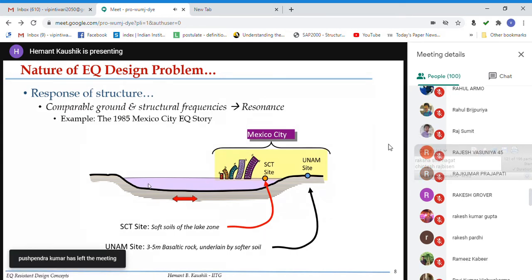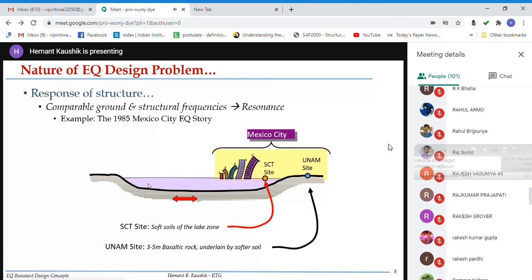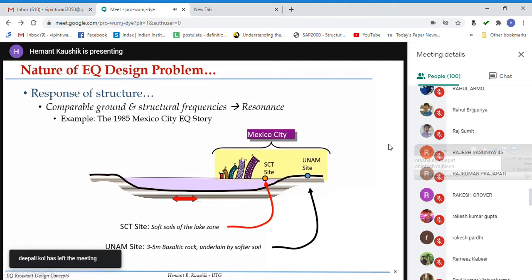depends on where it is located in the same city, and what type of soil is there. So I will give you one example here. There was an earthquake in 1985 in Mexico City. Okay, so this story is very interesting. At that time we had two locations where accelerometers were installed. One is this SCT site, which is the soft soil of the lake zone. So this was a historic lake which was filled up, and then structures were constructed over this lake. So this was an alluvium filled soil site.